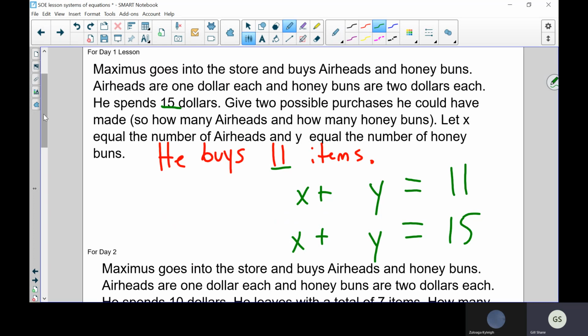So x plus y equals a number is a very common equation. Whenever I'm doing a word problem in this format, like the ax plus by equals c thing, not y all by itself, I would ask myself: is it possible that I could just do x plus y equals some number? And then you got to define what x and y would be. In this, the number of airheads plus the number of honey buns, yeah, that makes sense because that would be the total number of items. So always ask yourself that when it's this kind of format.